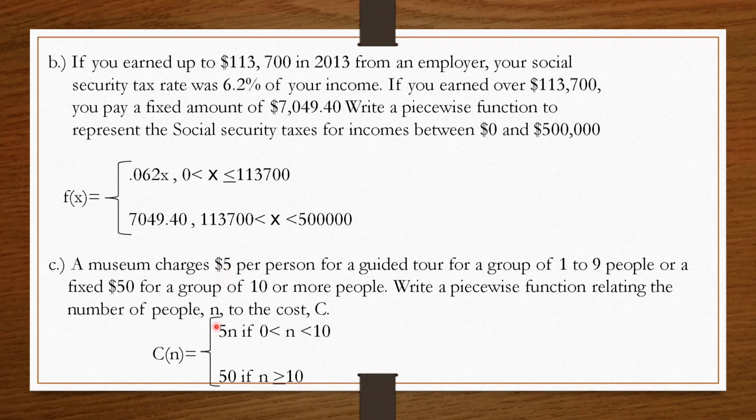So that's $5 per person. In our next piece of the function, it is $50 if n is greater than or equal to 10. So that's immediately $50.